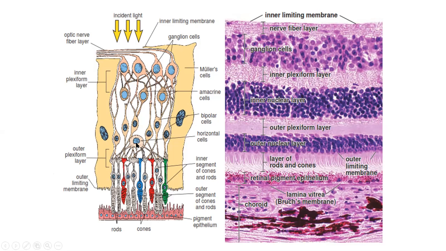So these four types of cells: horizontal, bipolar, amacrine, and Muller cells. The cell bodies of all these four types of cells are present in the inner nuclear layer. So next comes the inner plexiform layer. In the inner plexiform layer, again there is a synapse between the processes of the inner nuclear layer and the dendrites of the adjacent, next-coming ganglion cell layer.